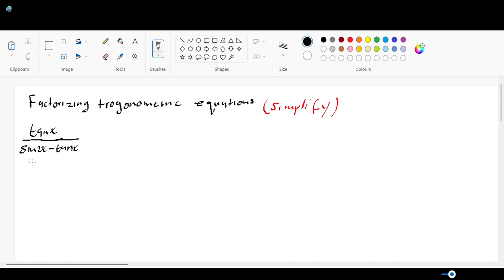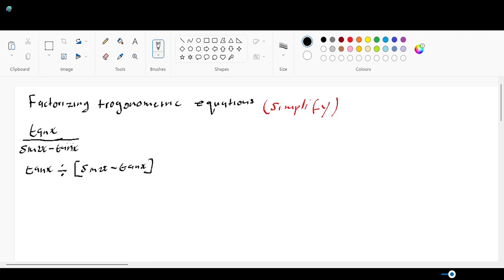Tan x, divided by sine 2x minus tan x. Basically what I'm doing here is, instead of having the line here, I rather have the division sign, which is one and the same thing. For me, I find it easier to solve this type of problem.